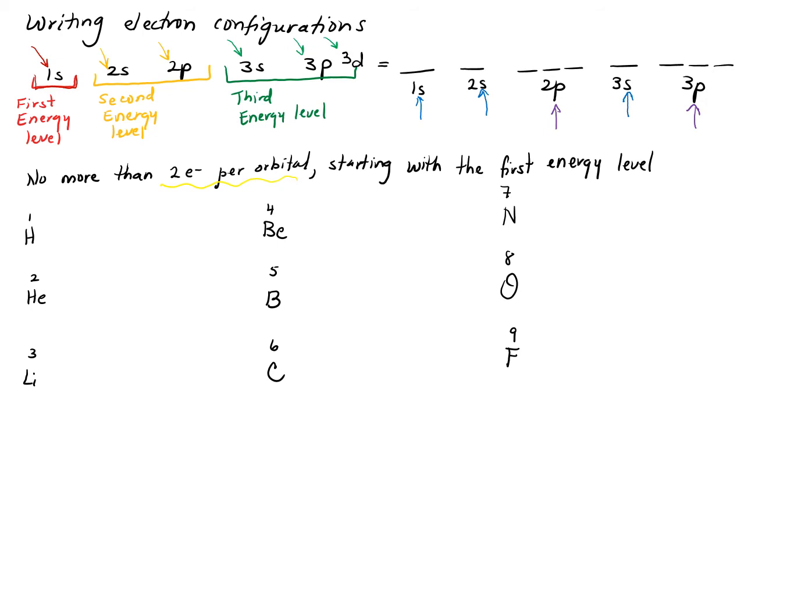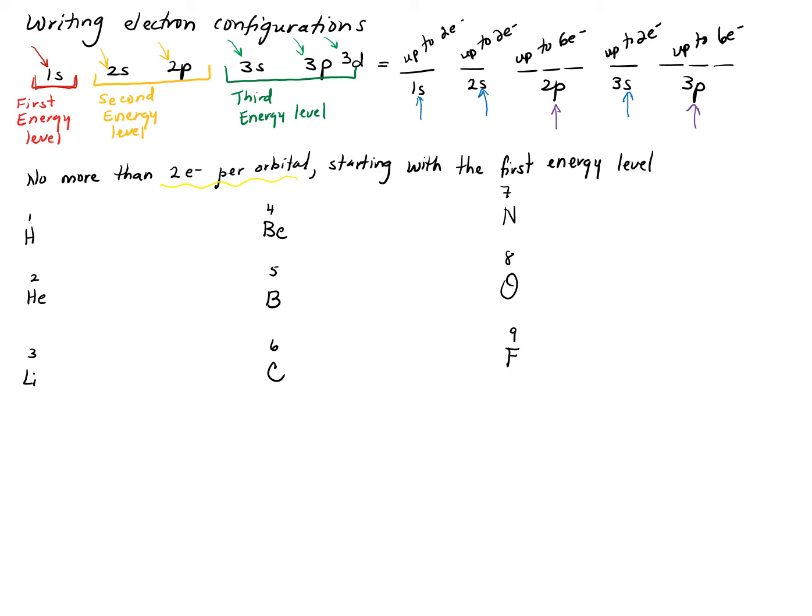Actually, let me write down something here before we move to the electron configurations. Up to 2 electrons in the s orbital. P orbitals up to 6 electrons. So whenever it's an s orbital, it's 1 or 2. Whenever it's a p orbital, it can be from 1 all the way to 6 electrons.